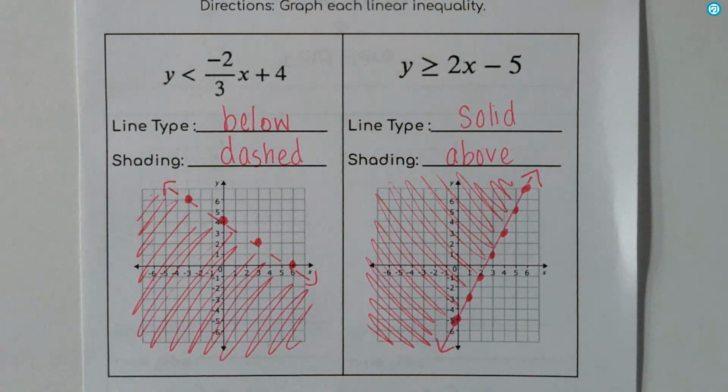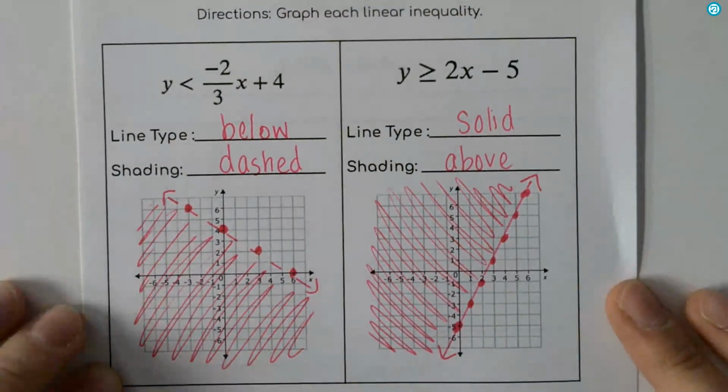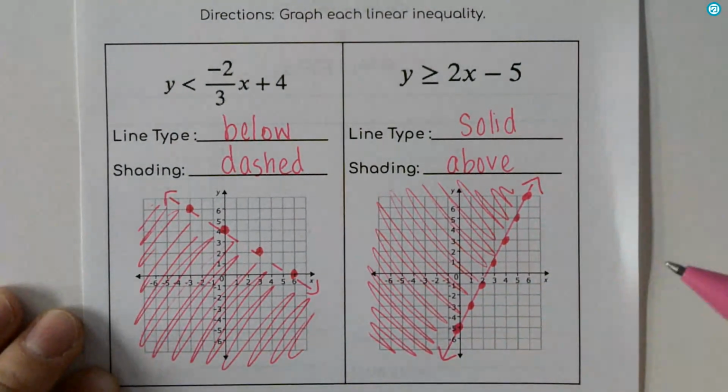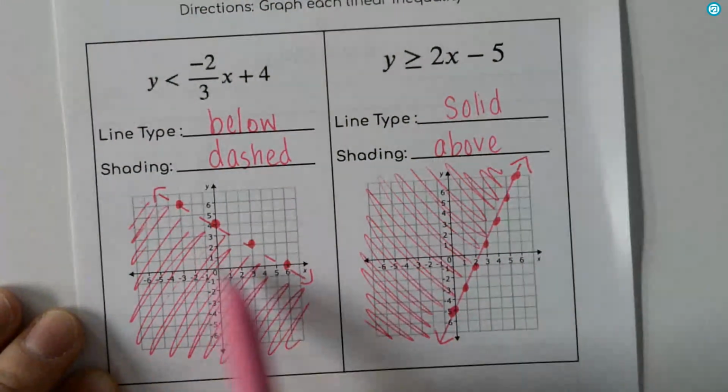Okay, any questions about those? Okay, what I was saying: if you're climbing up a mountain, which side would you be on? The top of the mountain would be above. The bottom of the mountain would be below.